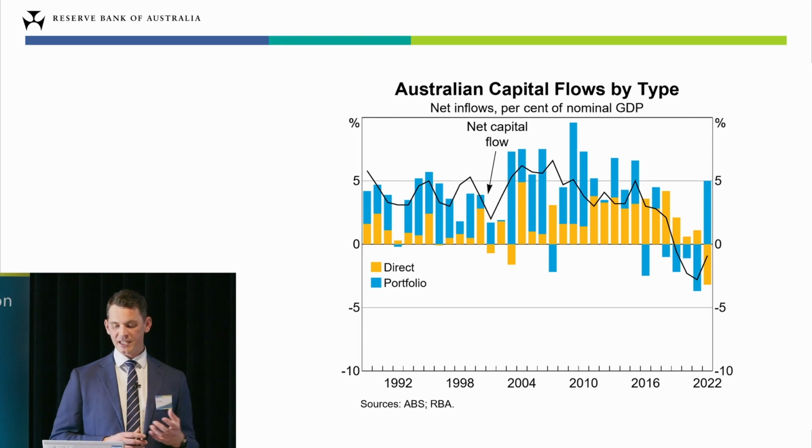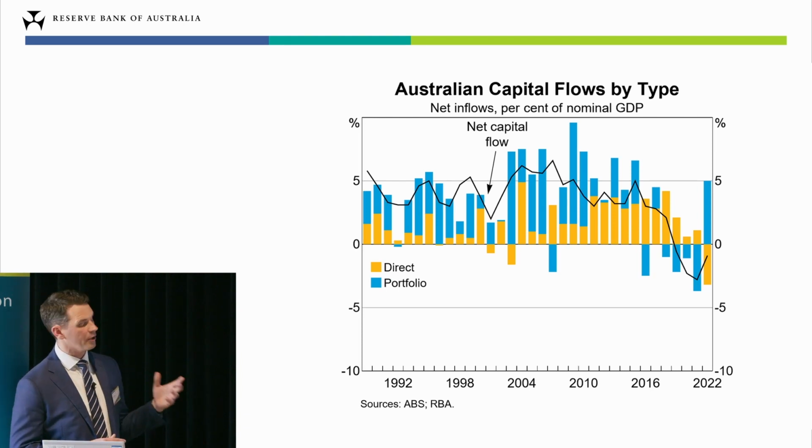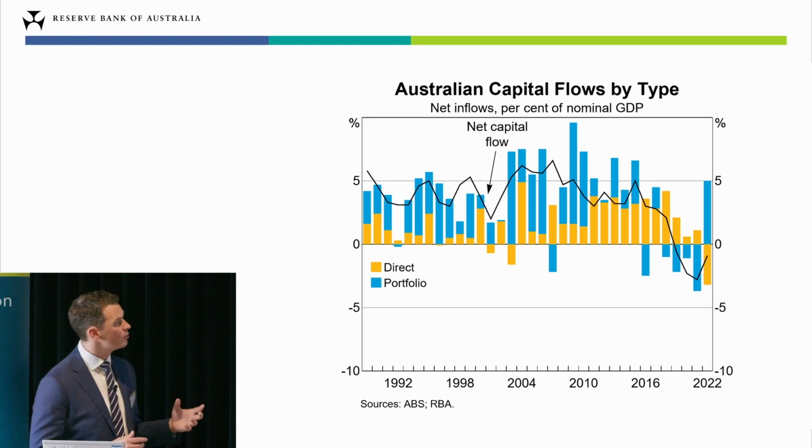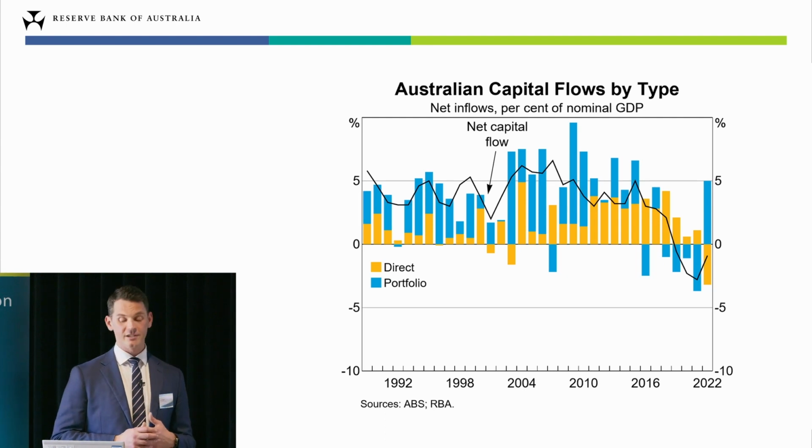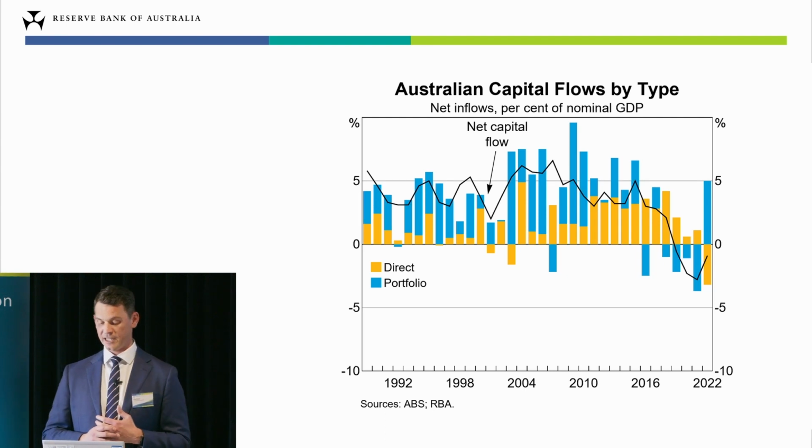And so in the financial account, this has been reflected in greater portfolio outflows, which you can see in those blue bars there over the past few years. And overall, these two trends of the superannuation sector and coming off the mining boom have been key contributors to the large shift that has occurred in the financial account.